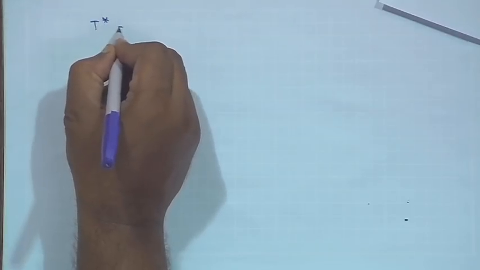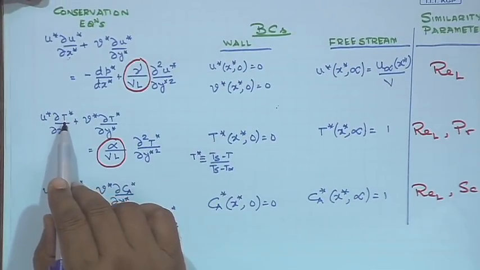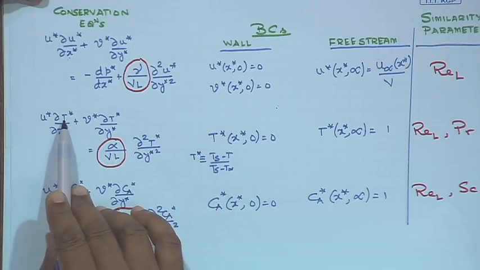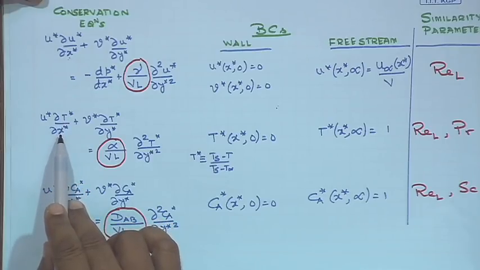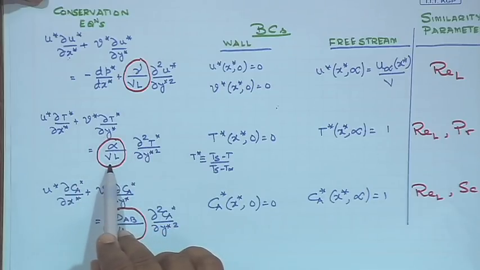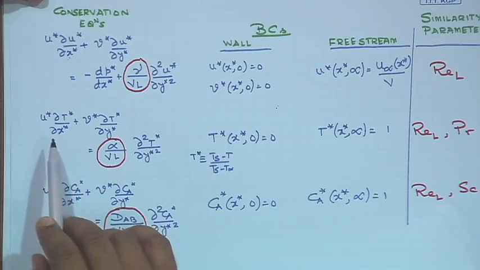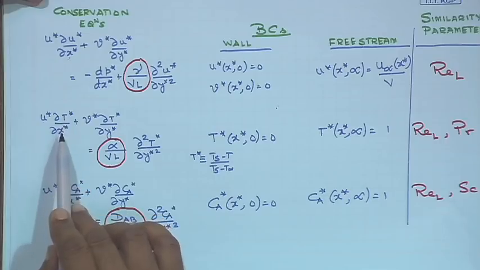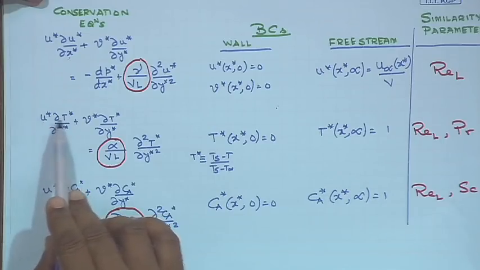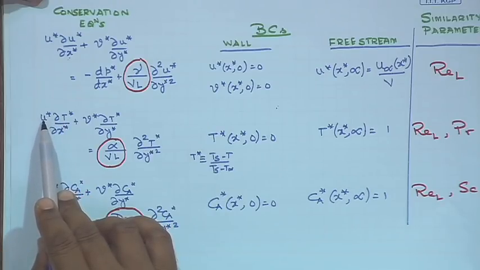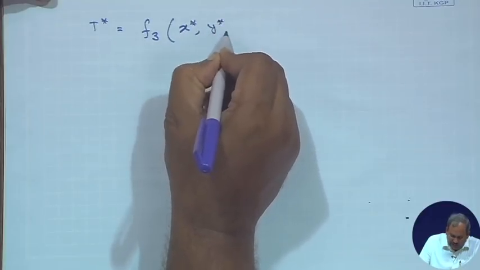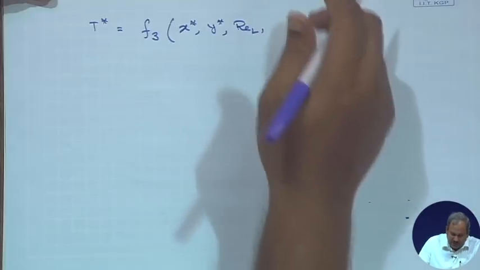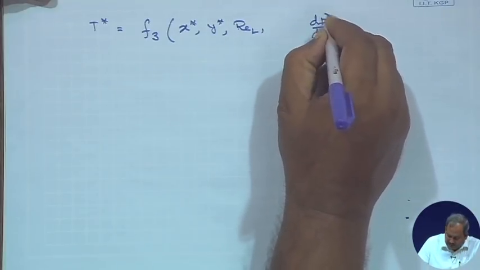In a similar way, I am going to find out what my T star would contain now. So, let us say that T star is some function, and I am looking at this equation and trying to see what would be the functional form only, not the exact form, of T star. So, T star must contain the independent variables x star, y star, and this parameter, which is Reynolds number, and since u and v are involved, T star would contain all the parameters which are used in expressing u star and v star. So, my T star would be a function of x star, y star, Reynolds number, dp star dx star.